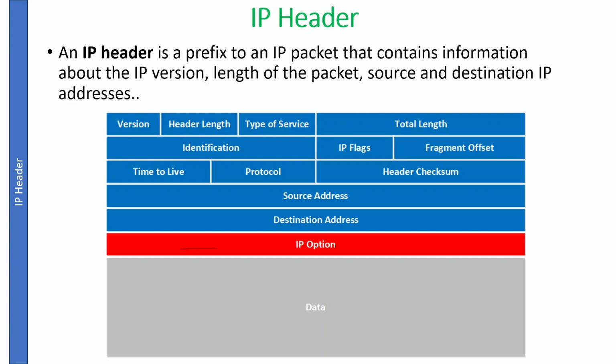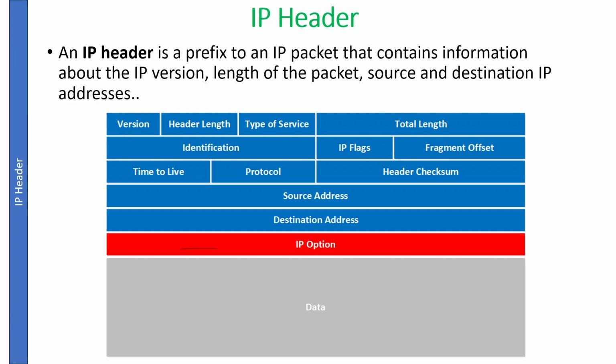When you send a letter, you write an address, right? Like that, when you send a packet, you write the source IP address, destination IP address, this kind of information. The field containing this information is called an IP header.